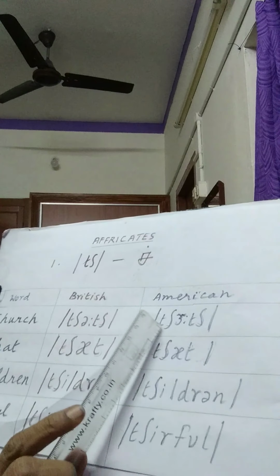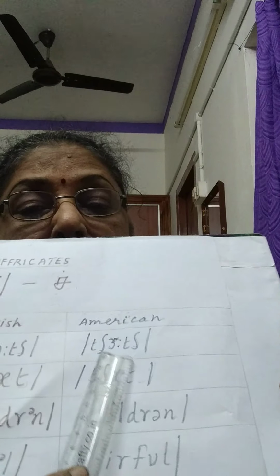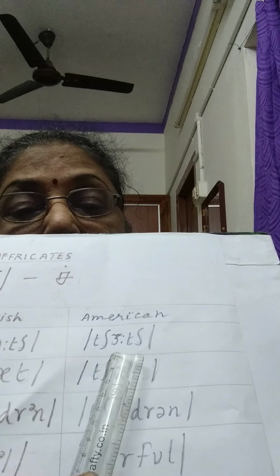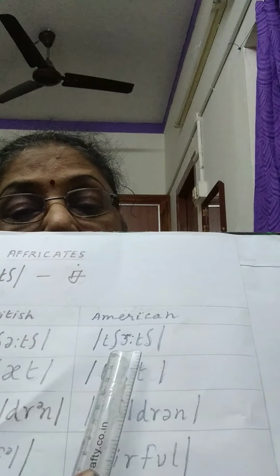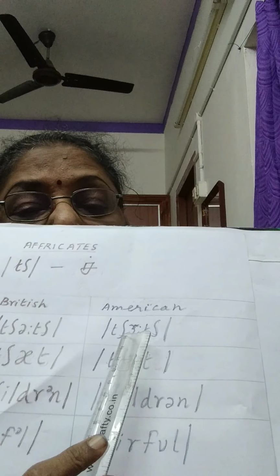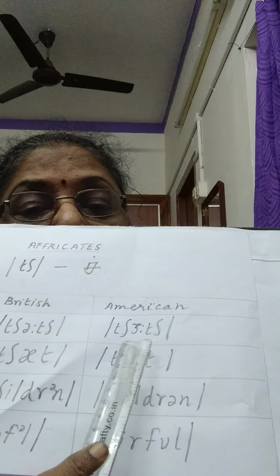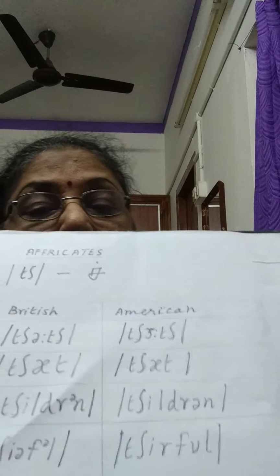Americans pronounce it with a prefixed R. They always fold the tongue, church, work, they will say like that. For that reason only a small R is given along with that sound.